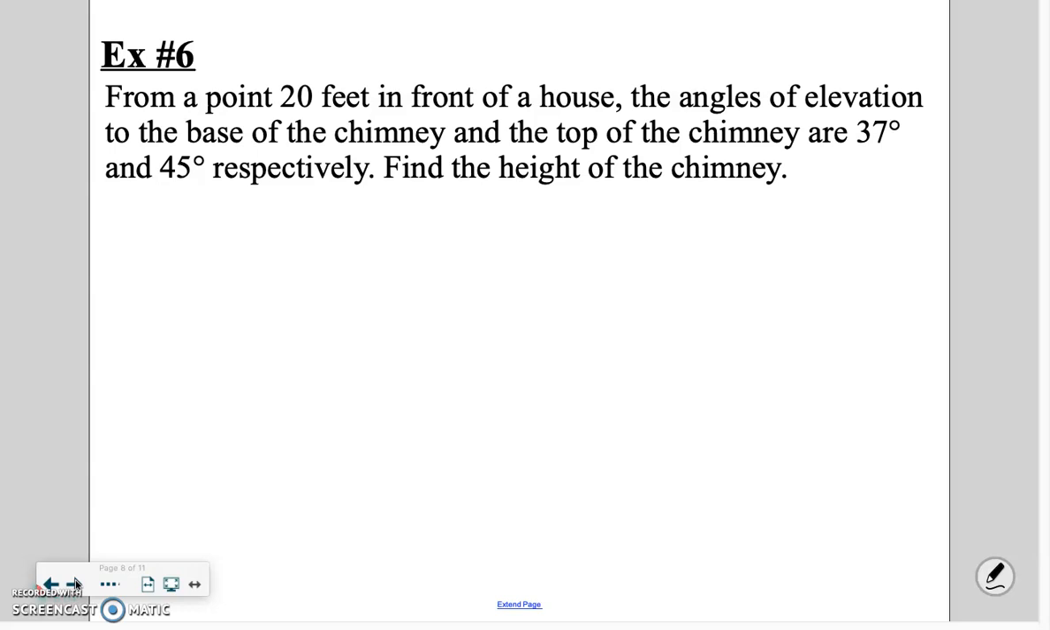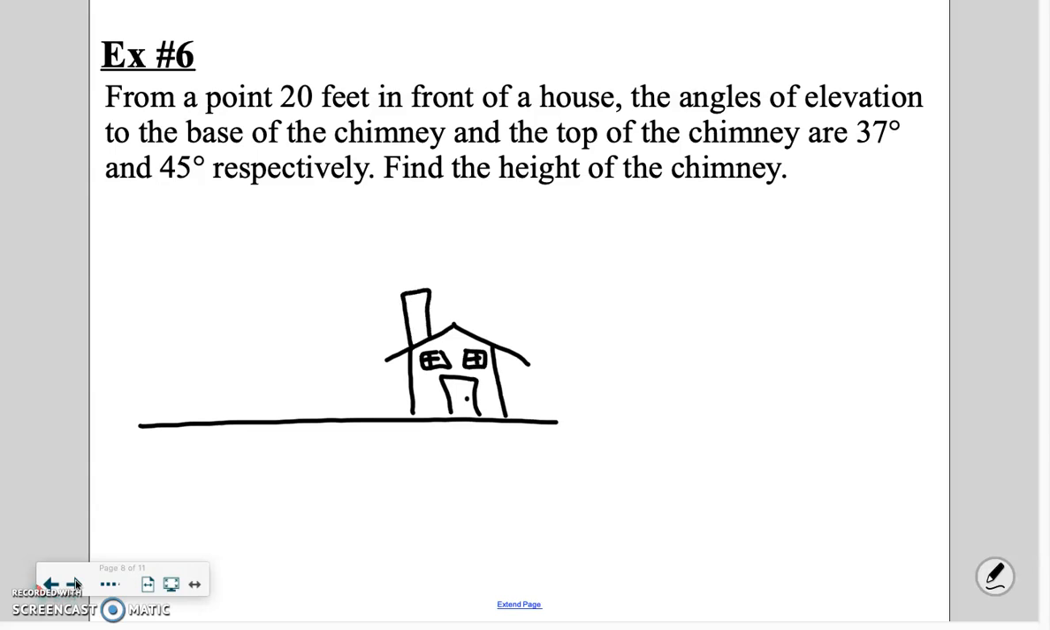From a point 20 feet from a house, the angles of elevation from the base of the chimney to the top of the chimney are 37 degrees and 45 degrees, respectively. Find the height of the chimney. This is all about the sketch. All right, so I'm going to draw a house. Pretty sweet house here. Look at this house. Man, $1 million. All right, so there's the chimney. Yep, smoke's coming out of the chimney.